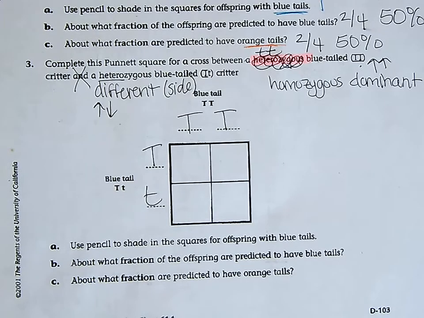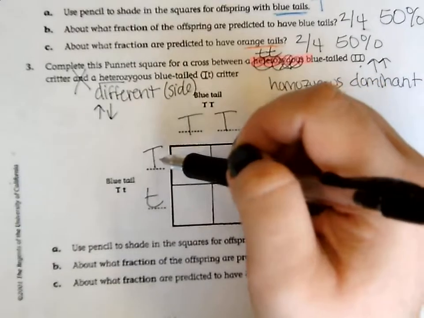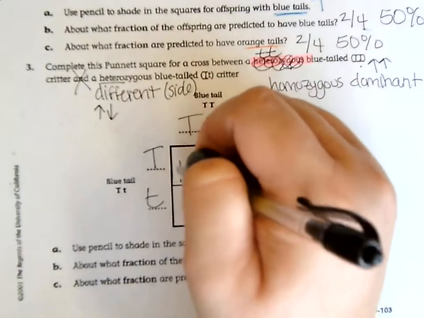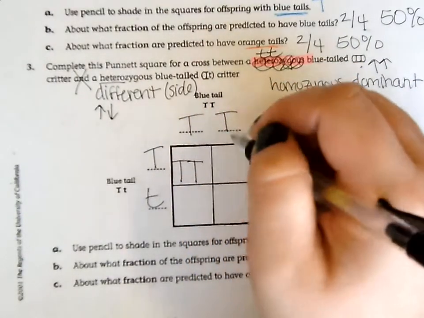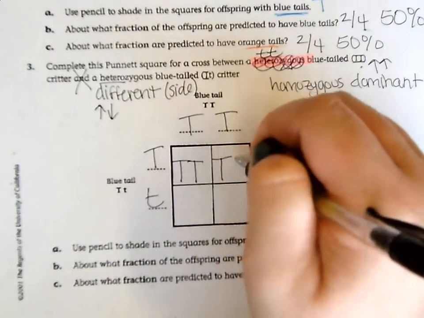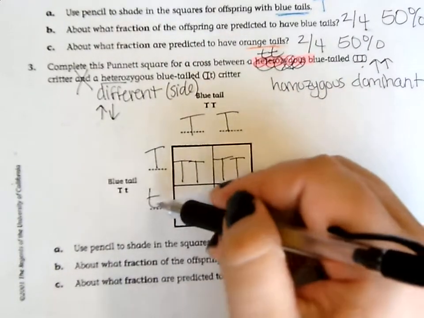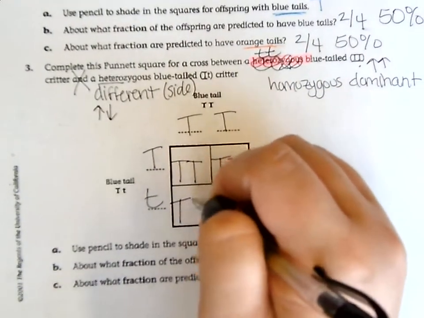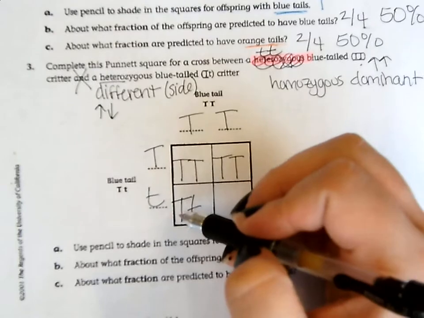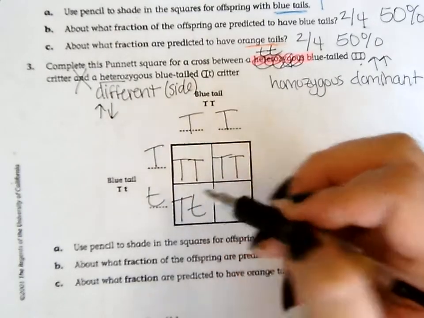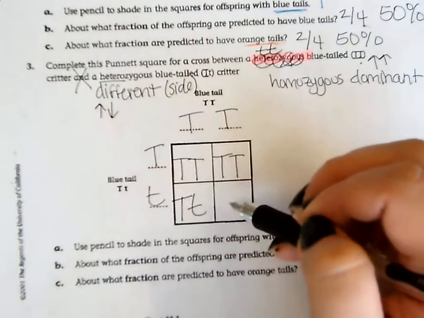Now we do our matching game. Big, big, big, big, big, little. Now remember, we always write our dominant in the front. Our big always has to go in the front. And then over here, again, you get big, little.